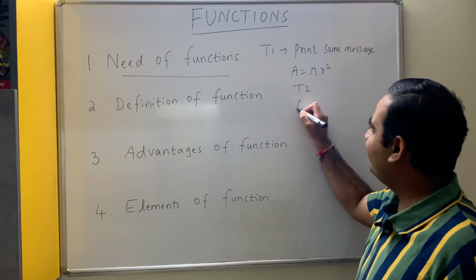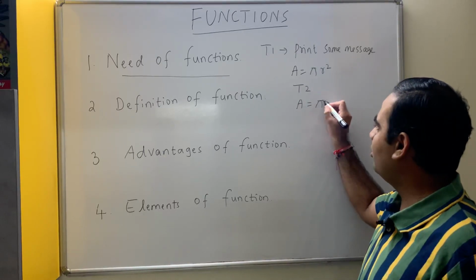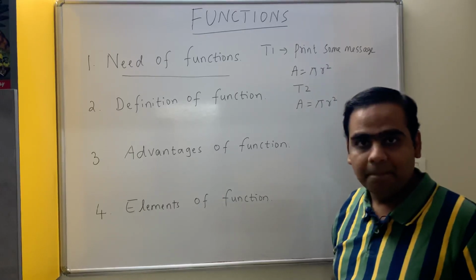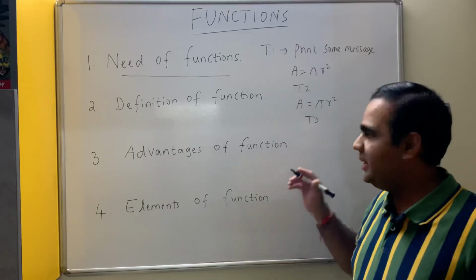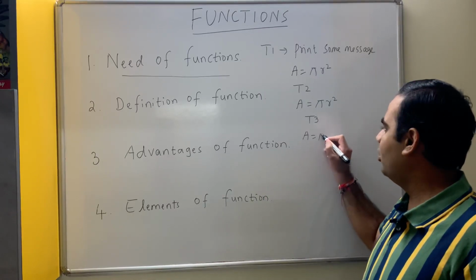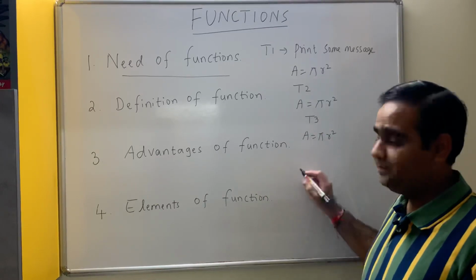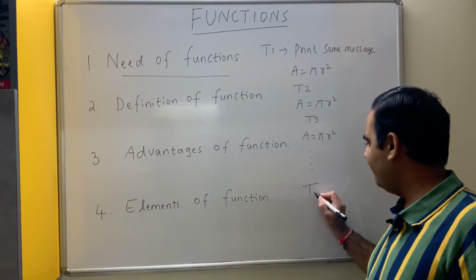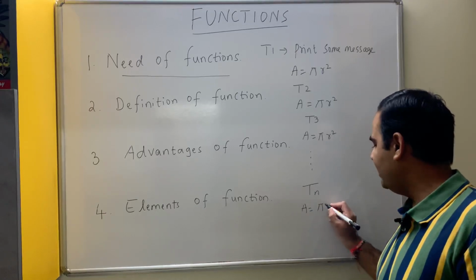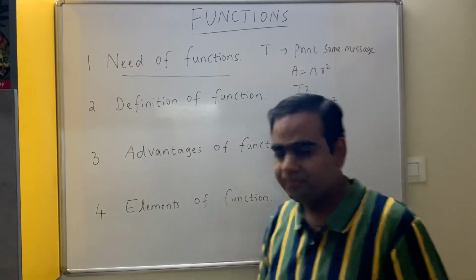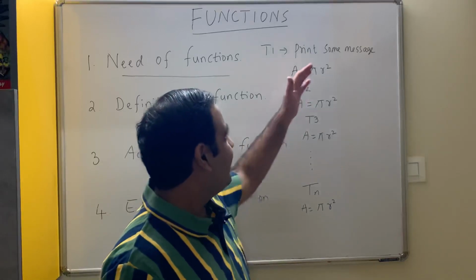And after performing task T2, we want to find area of circle again. Then we want to perform task T3. Again, T3 can be any task. Again, we want to find the area of circle. Like this, say for example, we have n number of tasks, and after each task, I want to find area of the circle. This is how we write the code.